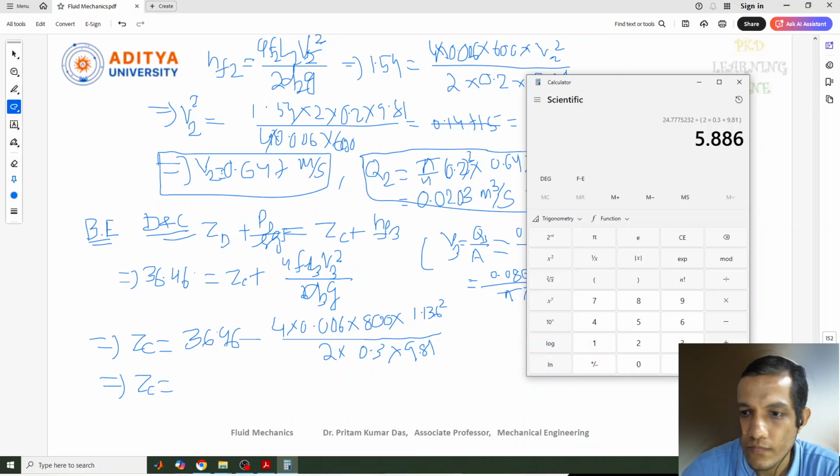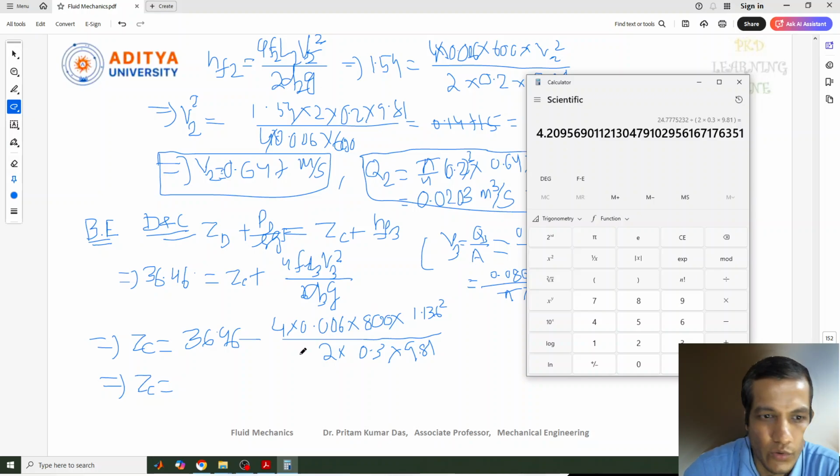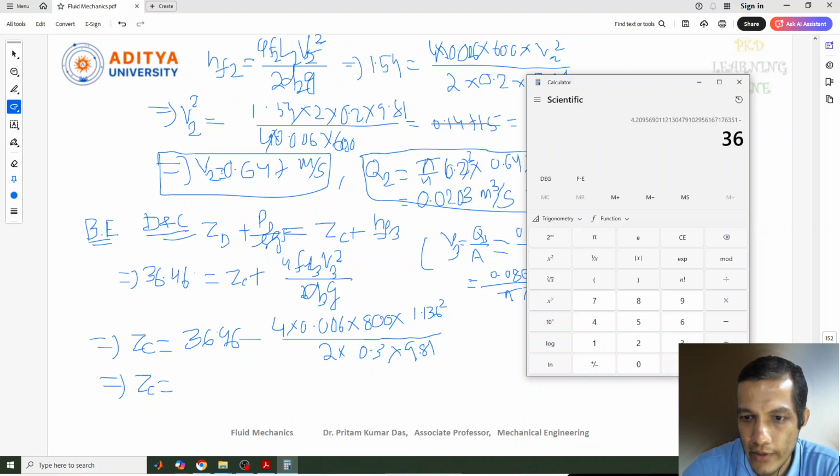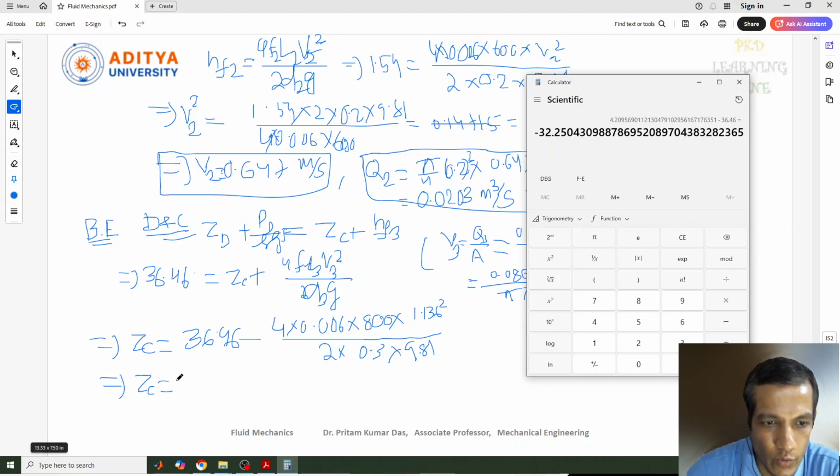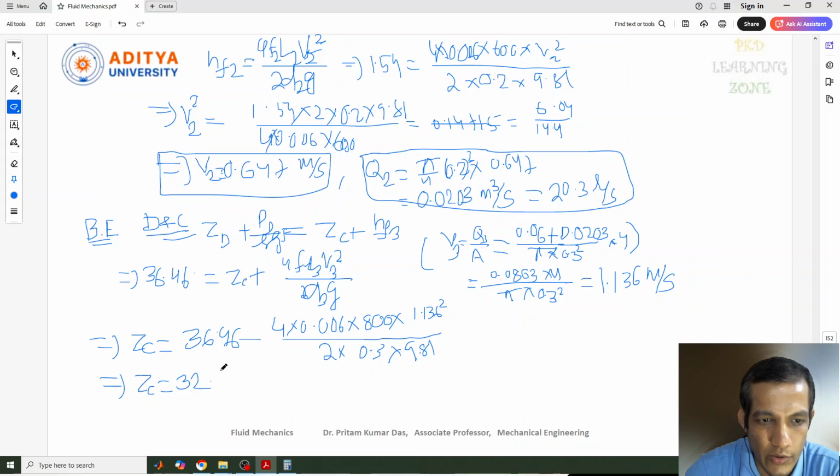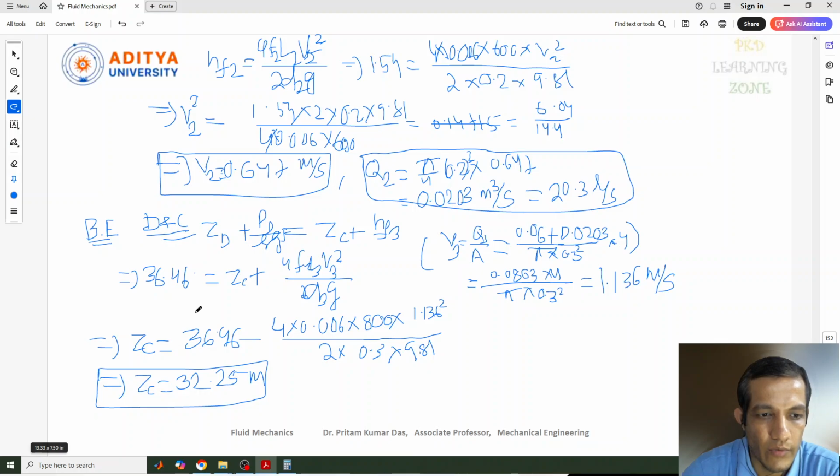That gives 5.886, and multiplying and dividing gives 4.20. Then 36.46 minus 32.25, that is 32.25 only. So this is 32.25 meter, this much head of the sea. What is the height of the reservoir? That was asked in the question, so this is the answer.